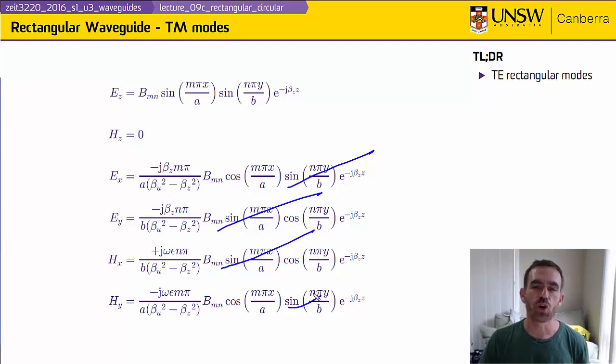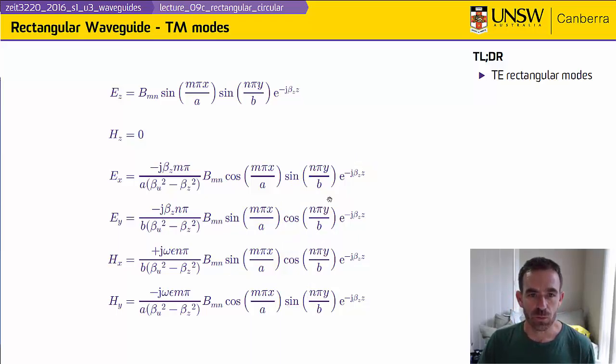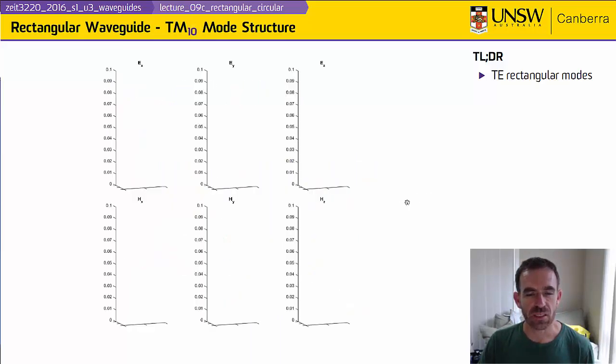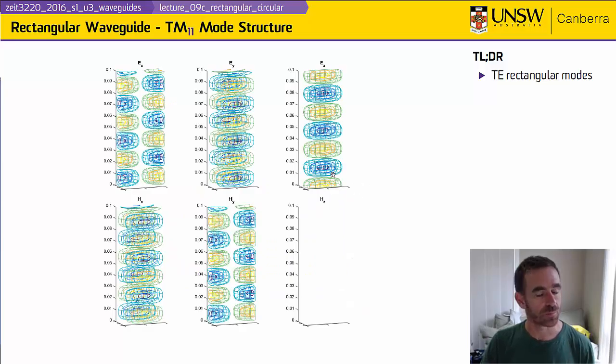So the lowest order TM mode is the TM11 mode. Okay? So take a look at what that mode looks like. The TM11 mode has this sort of behavior. We see again we have a half cycle of a sine wave in the x direction, and I go from +1 through a 0 to -1, or probably -1 through 0 to +1 in the y direction. So I've got half a cycle of a sine wave in both directions.